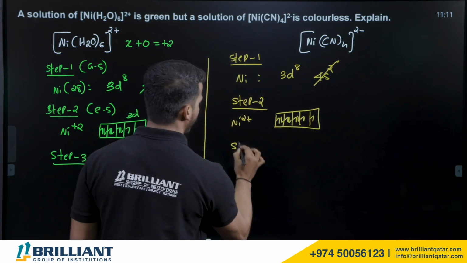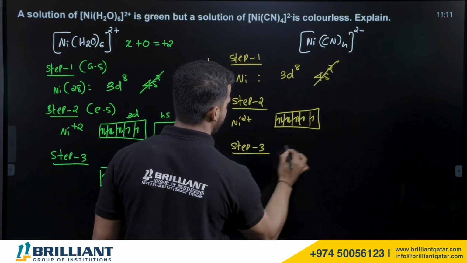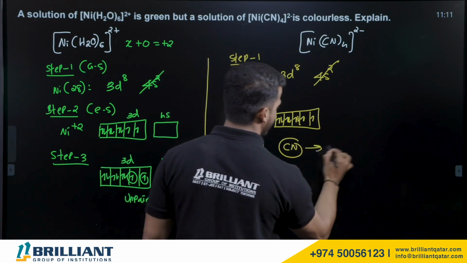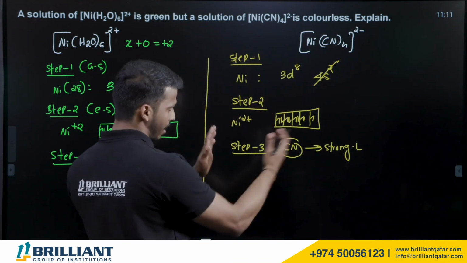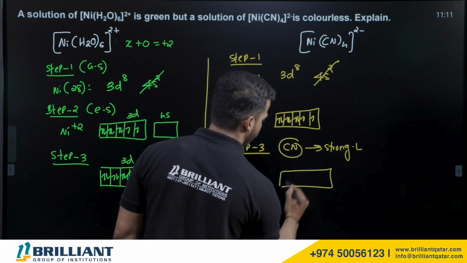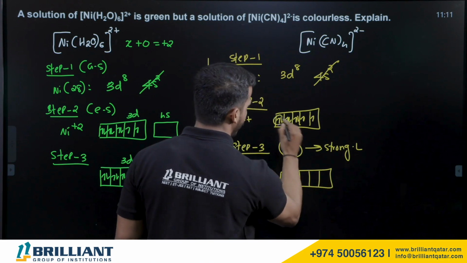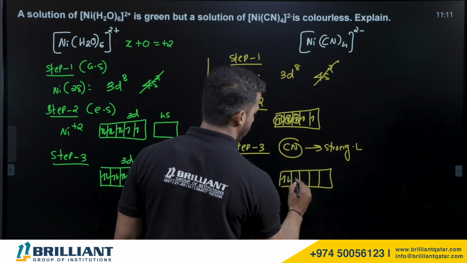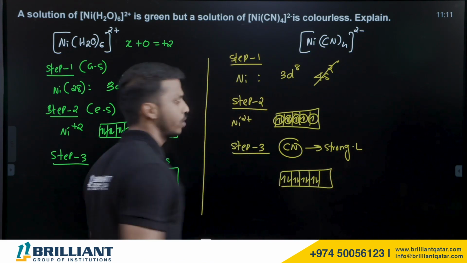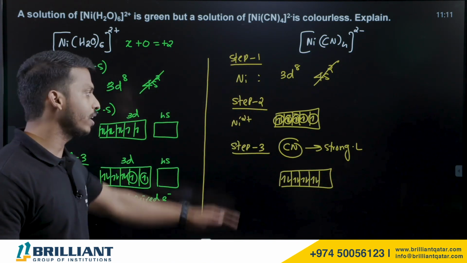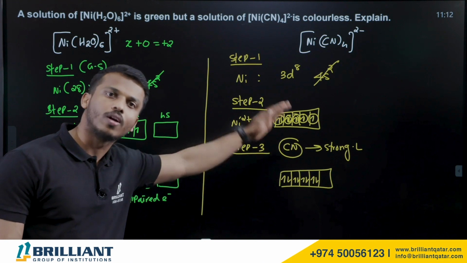All right. Step number 3, dear all of you, cyanide is the ligand given here. Cyanide is a strong field ligand. If there is a strong ligand, electrons undergo pairing. So after pairing, what is the situation? These 3 sets of electrons are already paired and these 2 electrons also get paired. So there is no unpaired electron. If there is no unpaired electron, it cannot show color.